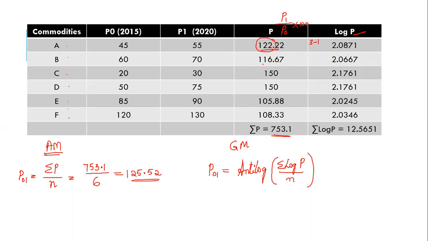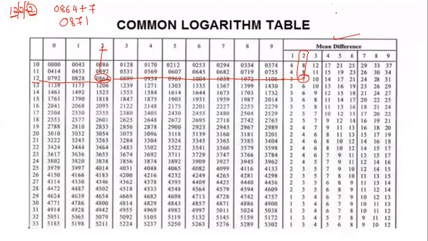Similarly, for 116.67, now forget about this 7. You only consider 116.6. Okay, I'll write here 116.6. Now this you first have to look up in the tables. So first you divide this.